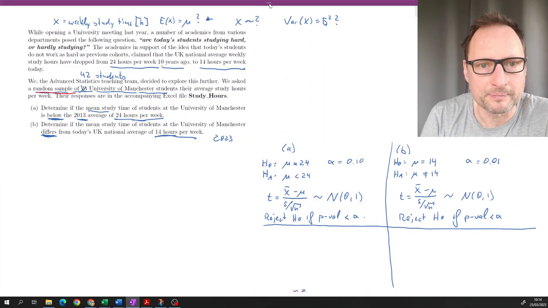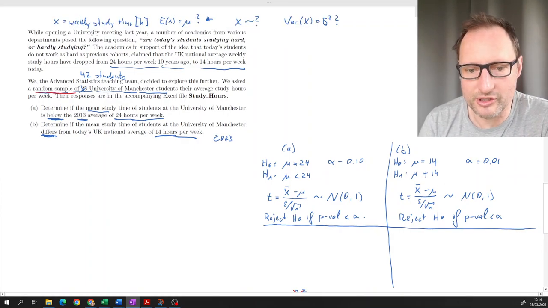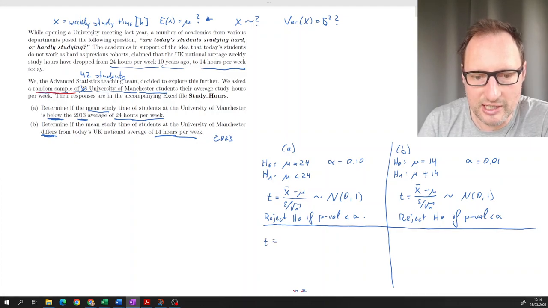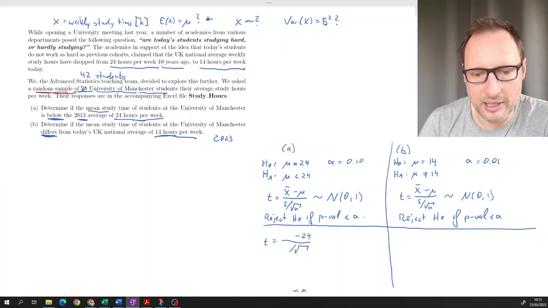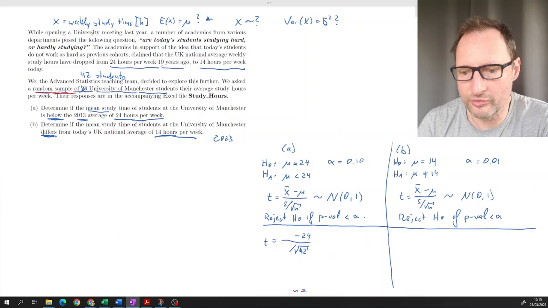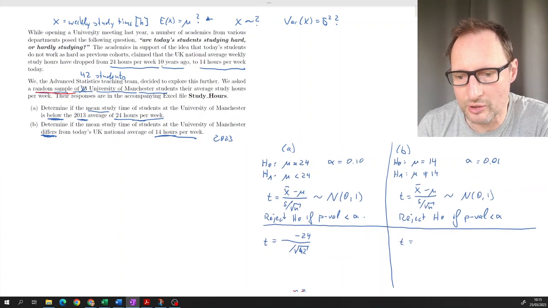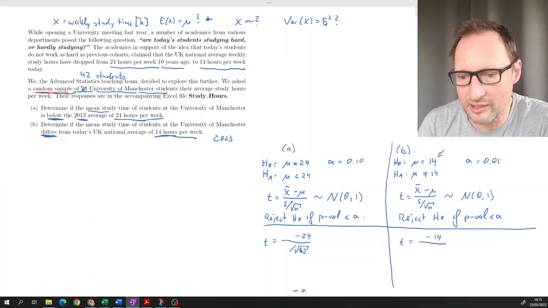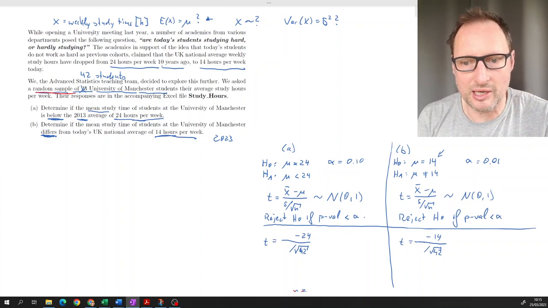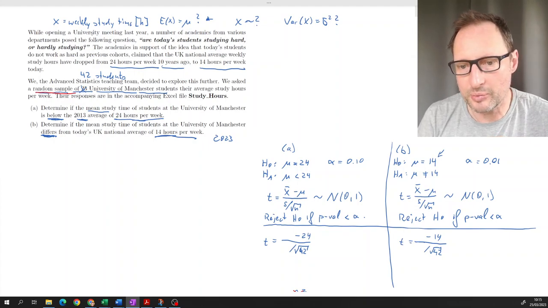All right, we are back here. Now we can actually do some work using our sample because we want to calculate our t statistic. So t is equal to the sample mean, we'll get that in a moment, minus 24, divided by the sample standard deviation, we get that in a moment, divided by square root of 42. And over here, the same t statistic, t is equal to the sample mean minus, now not 24, but minus 14, divided by the sample standard deviation, which we don't have yet, divided by square root 42. So you'll see for both of these tests, we will use exactly the same sample information, and both these tests only differ in their hypotheses.